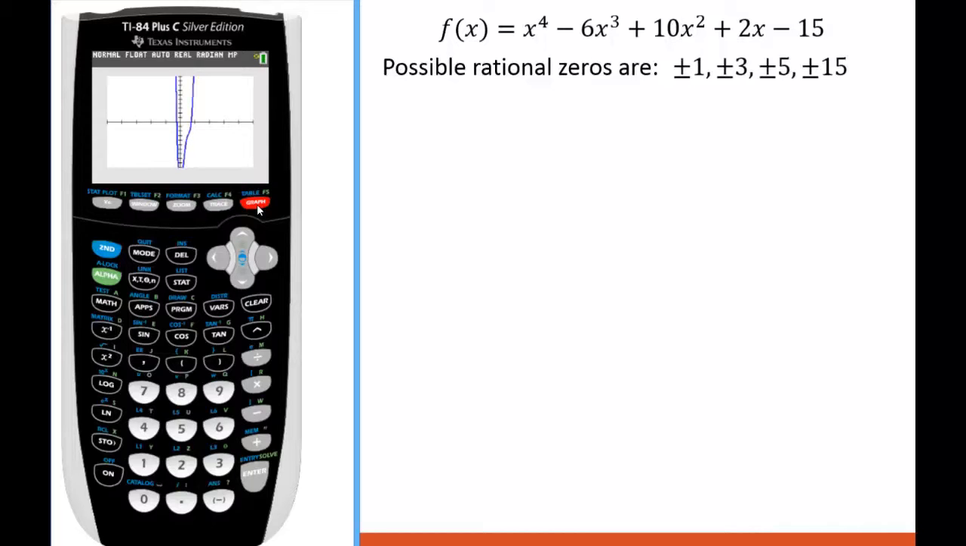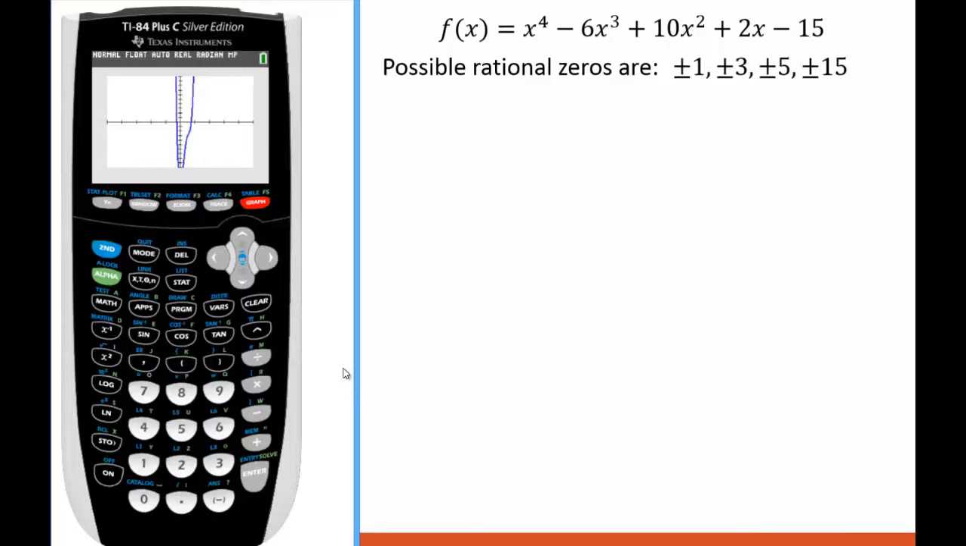Okay, now when I look at it, I see there are two x-intercepts there. And from my guesstimation, because I scaled my x-axis by 4s, it looks to me like this x-intercept right here is possibly a negative 1. So here's how I'm going to see if it is negative 1.